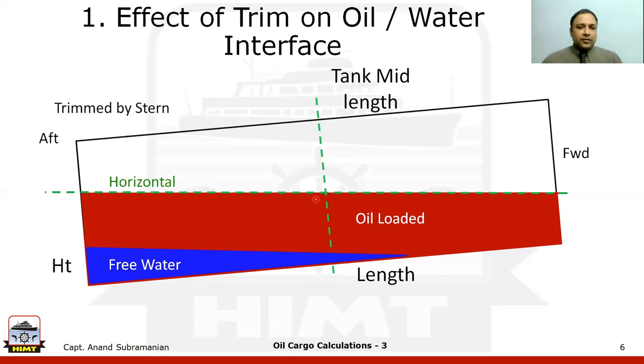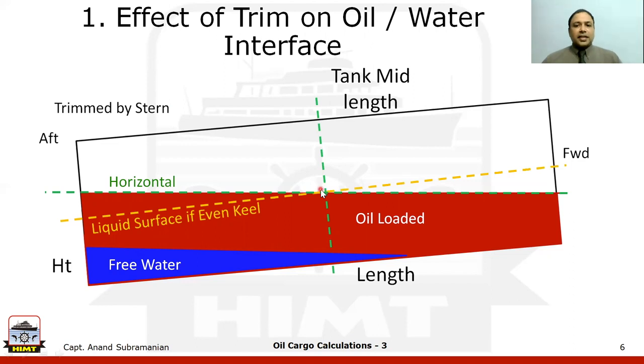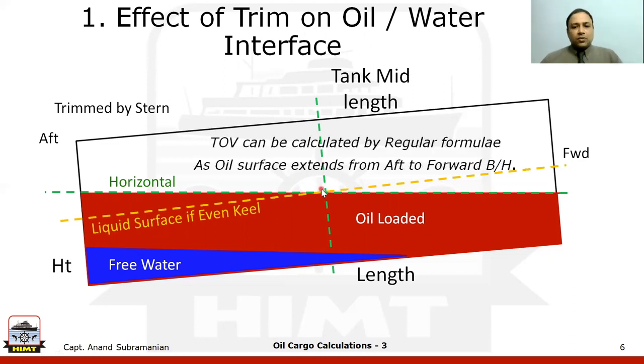So that is the reason why we have to do this process 2 times over. In the first process, we have to find out the liquid surface if even keel, that is the ullage at the center of the tank mid-length. So the total observed volume can be found out by the regular formula. Why?